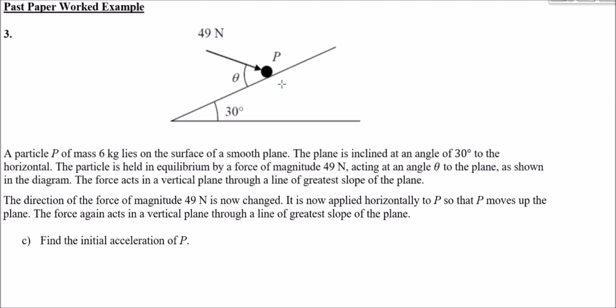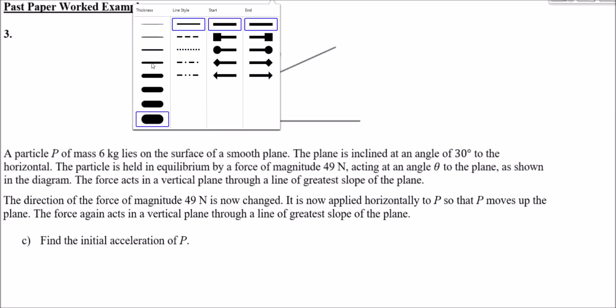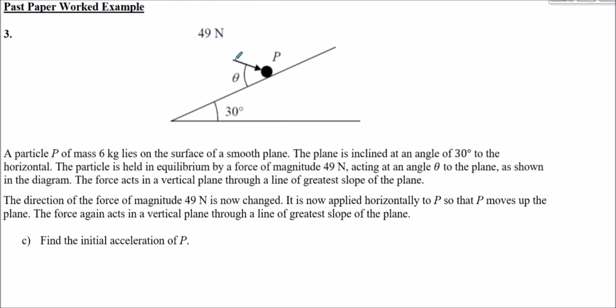So this 49 Newton force now is not acting downwards, it's acting horizontally. So what we can do here is just adapt what we've got in this diagram so that it makes sense. So it's not acting at theta degrees anymore either. It's going to be acting perpendicular, so it's going to be going into P like so. It didn't say anywhere in this question that the magnitude's changed, so we can still assume the magnitude's going to be 49 newtons. We're still going to have this normal reaction and all the rest of it.